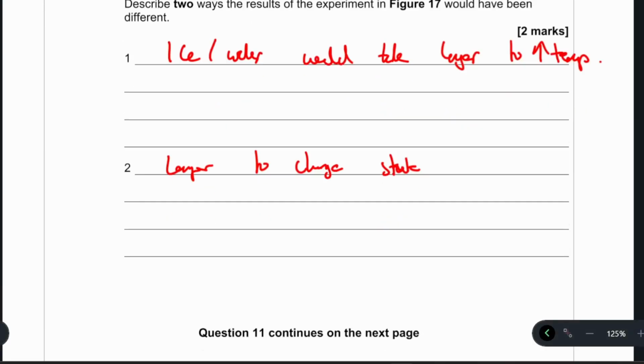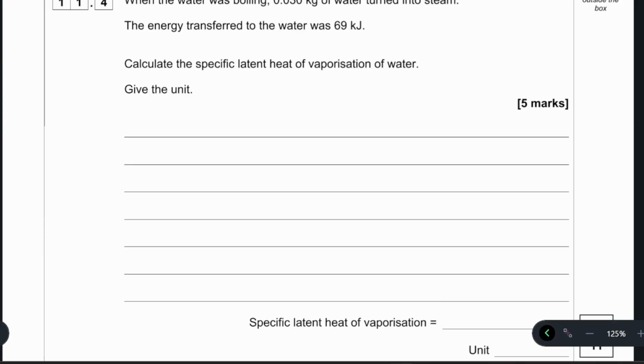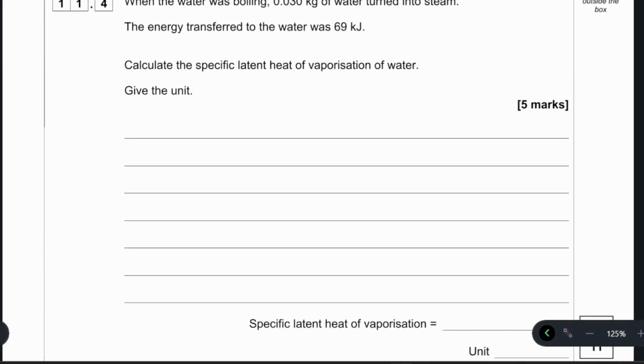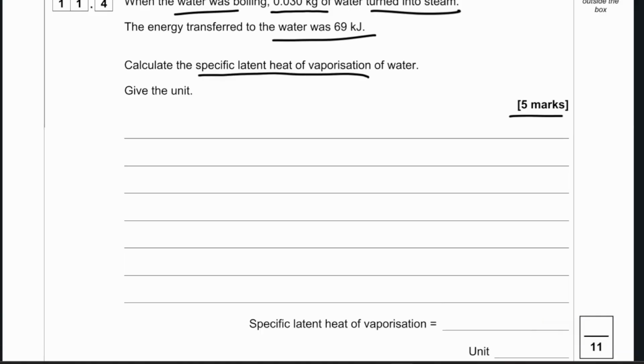Okay, so that's 11.3, and the final question then. It is a calculation: when the water was boiling, we have 0.03 kilograms of water turning into steam, and the energy transferred was 69 kilojoules. Calculate the specific latent heat of vaporization of water, and it is 5 marks. So let's go through this one step by step.